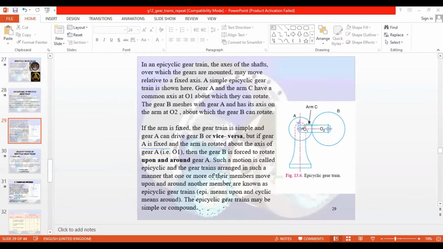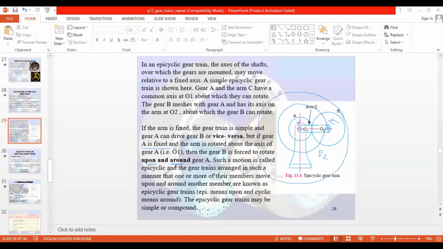So based on O1, this O2 point is going to come like this. This is how O2 is going to move, because A is not rotating. In that case, B is also forced to rotate. So it will rotate about its own axis O2 and will also rotate around this one, right? So that's what is mentioned here. Then gear B is forced to rotate upon and around. Rotating upon is this movement, rotating around is this movement.